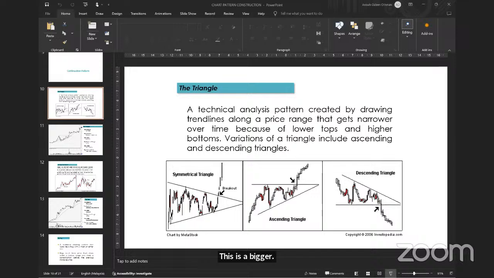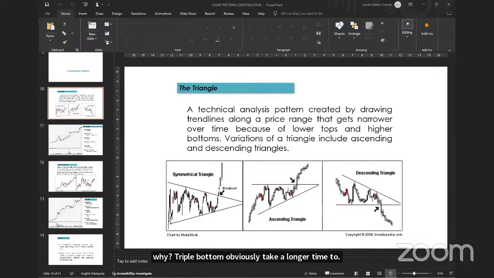How about double bottom? On the left is double bottom, and on the right is triple bottom. Triple bottom would be a more significant pattern than the double bottom. Because why? Triple bottom obviously takes a longer time to complete.